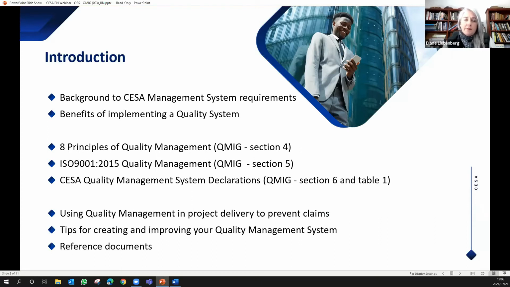These tools being the 8 principles of quality management, the ISO 9001:2015 standard, and then also the CESA quality management system declarations. Once we've unpacked those, we'll just have a quick look at how we can use quality management in project delivery, specifically to prevent claims, and then also just have a look at some tips for creating and improving your quality system.